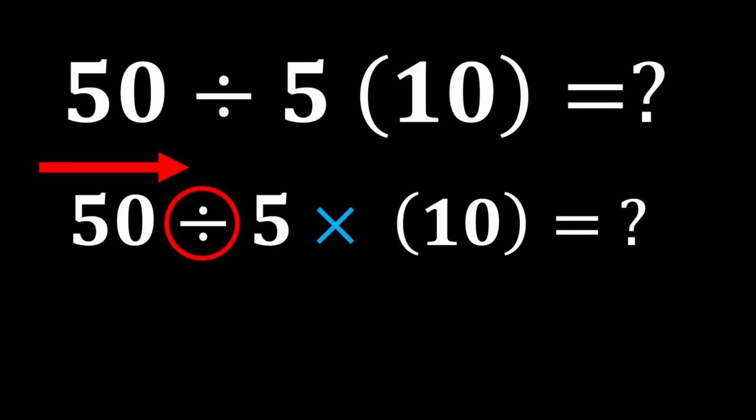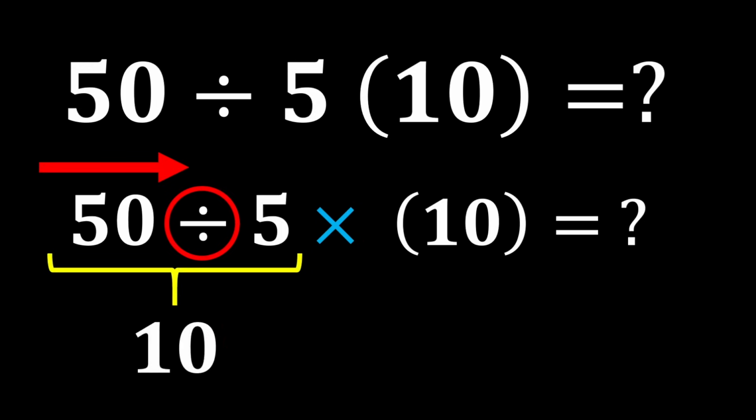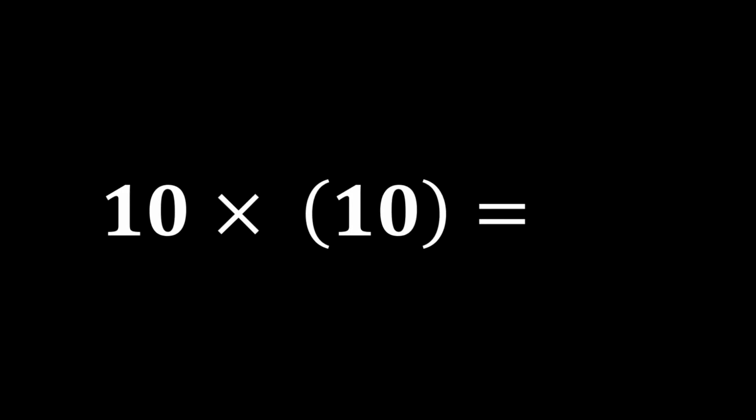In this expression, when we move from left to right, we reach the division first. 50 divided by 5 gives us 10. In the end, 10 multiplied by 10 becomes 100.